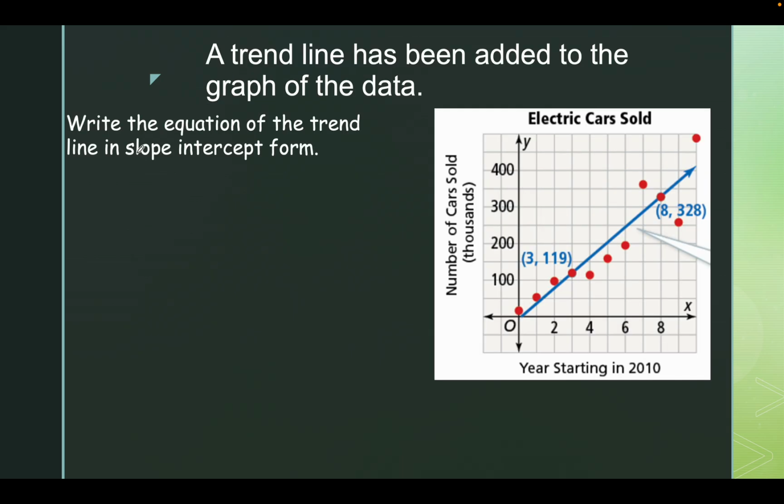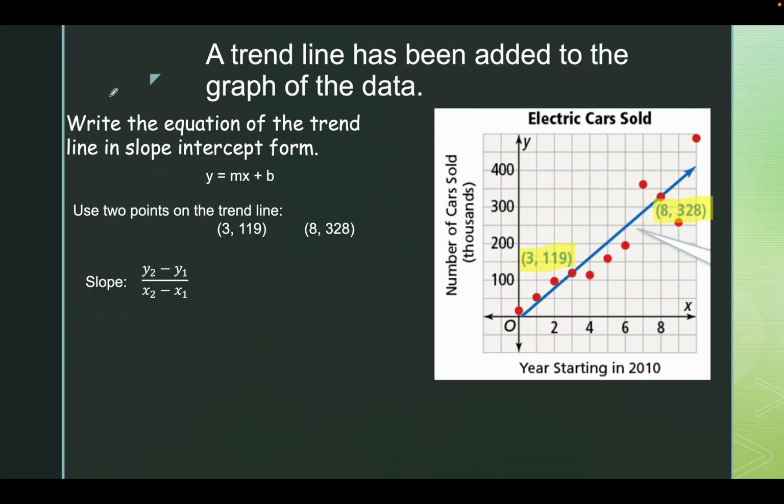A trend line has been added to the graph of the data. Write the equation of the trend line in slope-intercept form. We're going to have to pull back some skills that we've had before. So use the two points that are on the trend line that they give you, 3,119 and 8,328. Those are our two points.